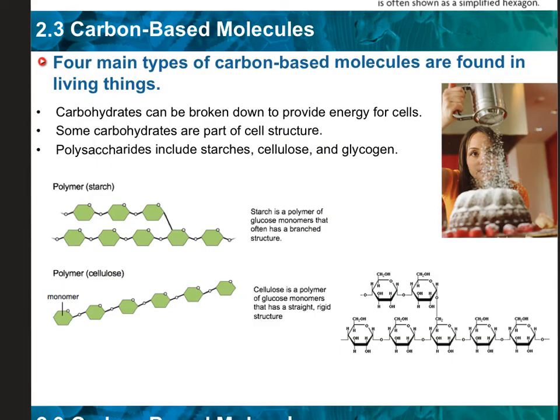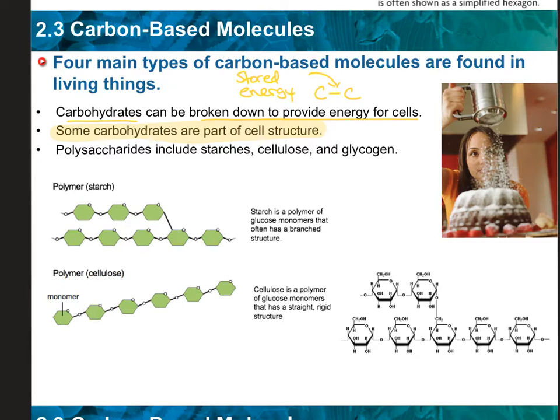So we're still talking about carbohydrates. And carbohydrates, again, are one of the 4 macromolecules. And carbohydrates can be broken down to provide energy for our cells. There's energy between the carbon-carbon bonds. So there's stored energy here. And when we break those bonds, we release energy. Carbohydrates can also be part of the cell structure, and we're going to talk about that when we get into our discussion of the cell.